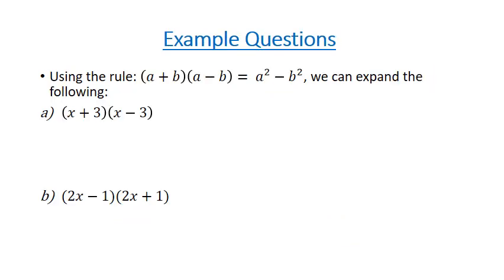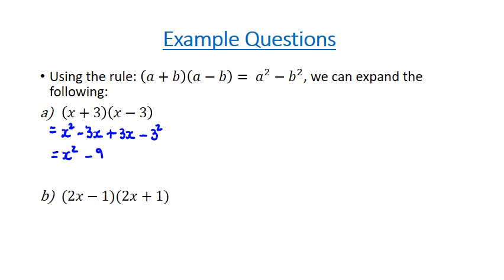So let's go through some more example questions. Let's have a look at our first example. If we're going to use FOIL, we're going to expand this to become x squared take 3x plus 3x take 3 squared. We can rewrite that as x squared, remembering that our middle terms cancel each other out, and this becomes take 9.